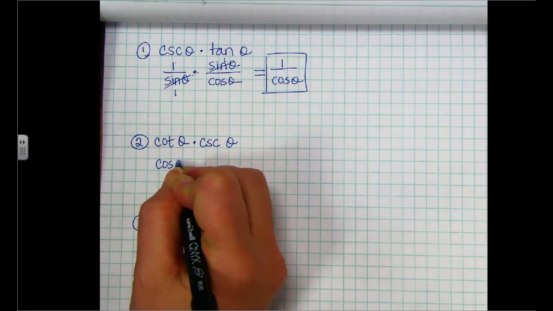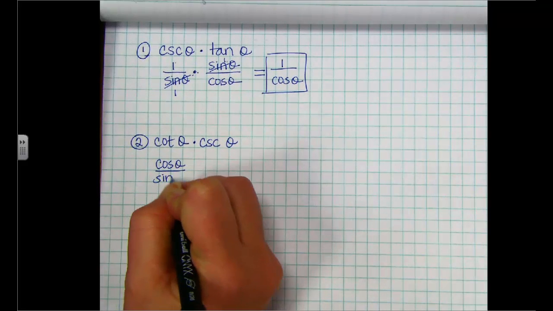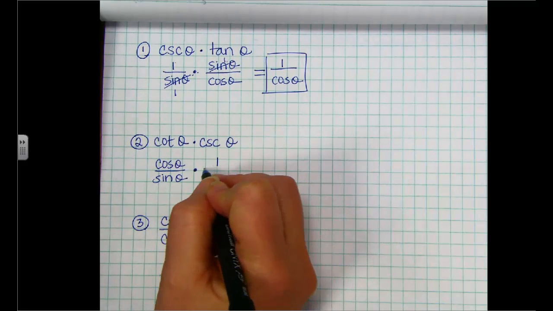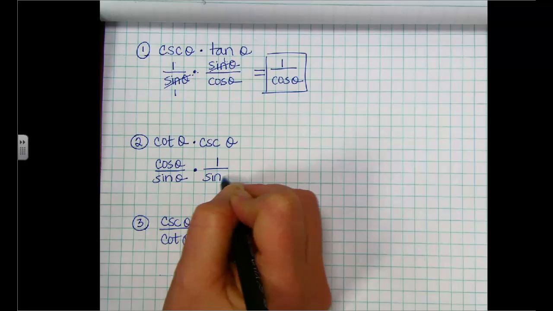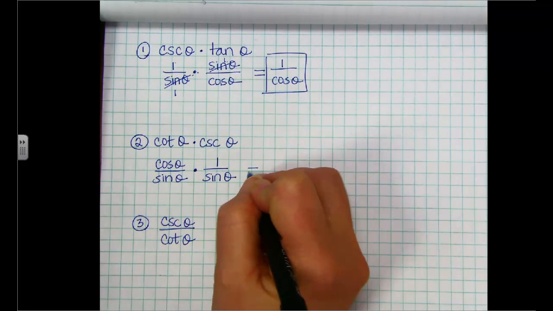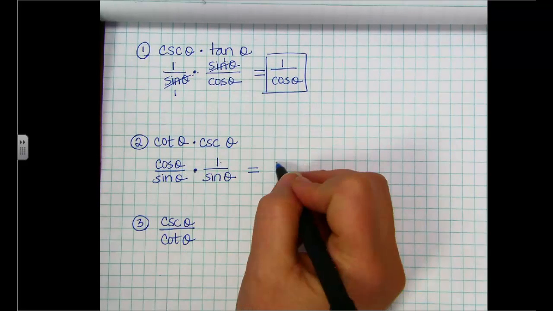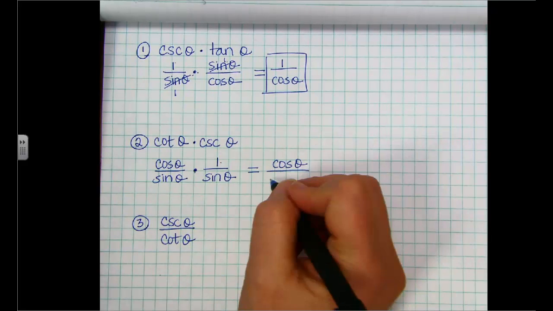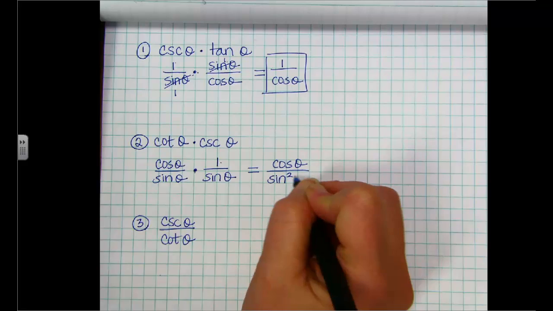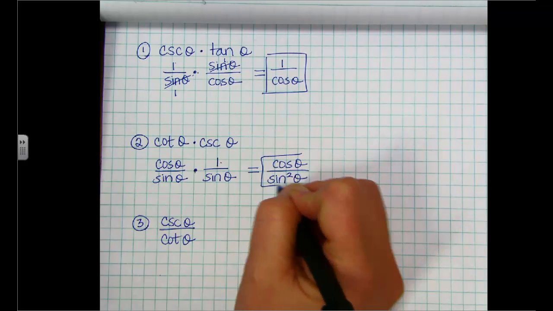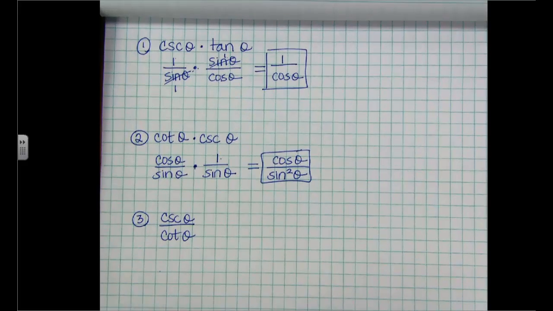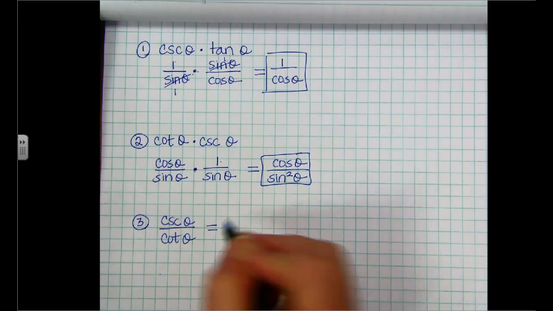Okay, so in number 2, I'm going to rename cotangent as cosine over sine. Cosecant is the reciprocal of sine, so I'll write it as 1 over sine. And then there's nothing I can reduce, so I multiply straight across. Cosine times 1 is cosine theta. Sine theta times sine theta is sine squared theta. You could write that as sine theta squared, but the practice is to put the squared between the trig name and the angle name.